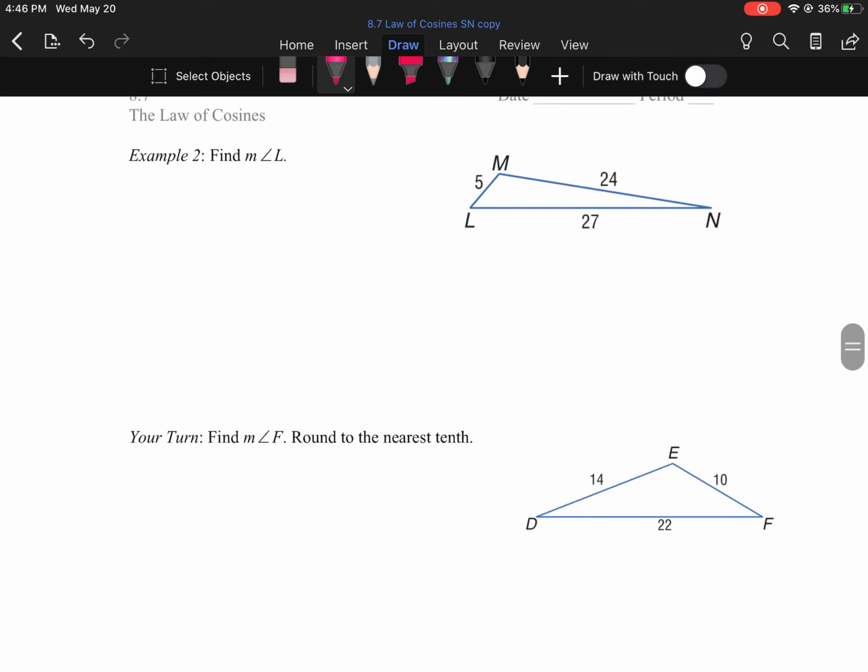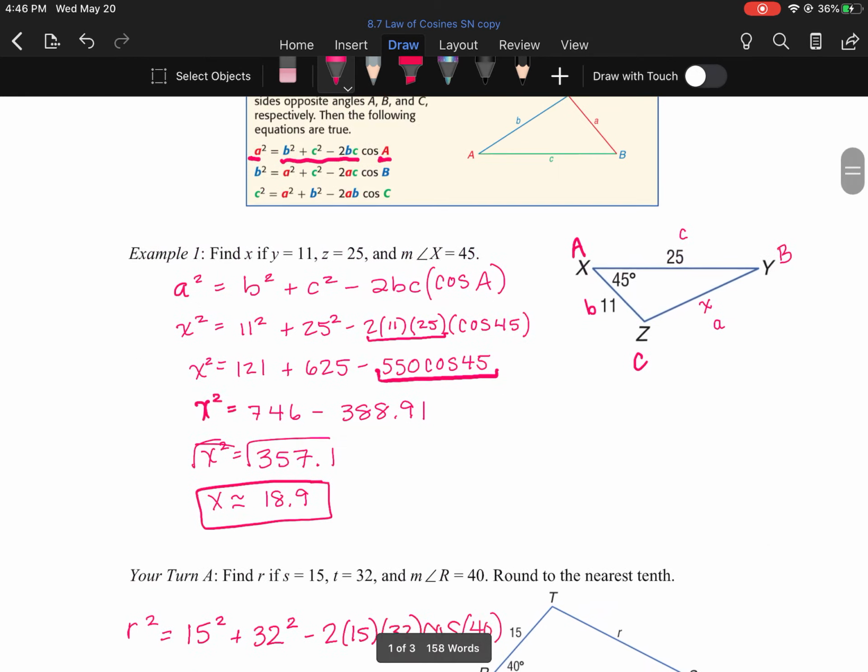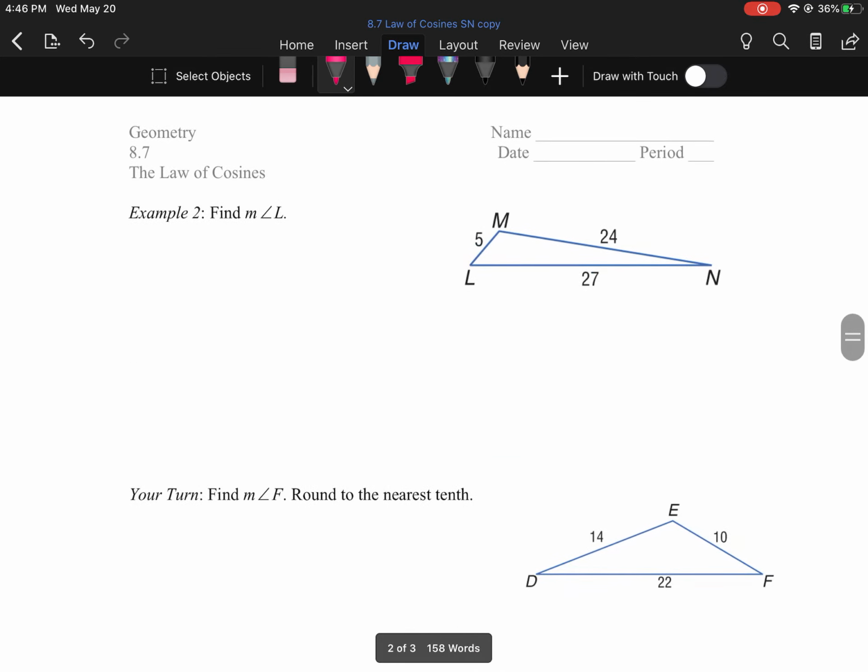All right, so the last two, if you noticed, we found lengths of sides. So now we have to say, okay, how can I use this theorem to find an angle measure? Because it's actually going to take a little bit more solving. So find the measure of angle L. So that angle right there. So I'm going to use, I just always use a squared equals b squared plus c squared minus 2bc times the cosine of A. A in this case is going to be L.